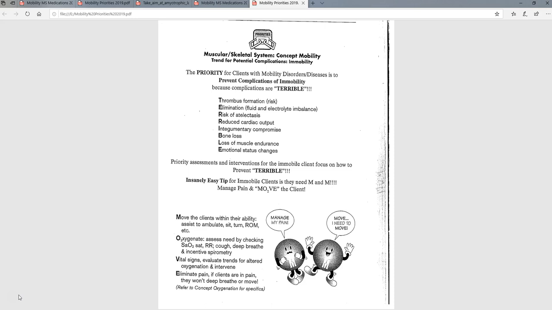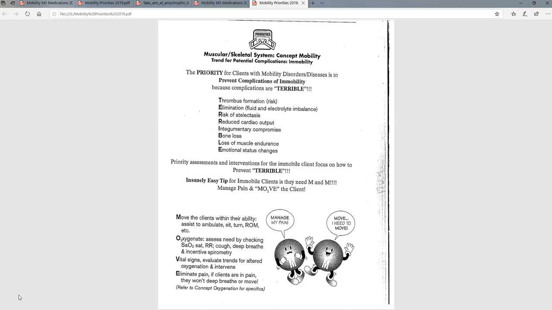Risk of atelectasis. What is atelectasis? Collapsed lung. Every patient, regardless of the disease process, regardless of the diagnosis that is in the hospital, that's laying in the bed, has a risk for atelectasis. So what is your nursing intervention? Priority nursing intervention. What's the first thing you do?